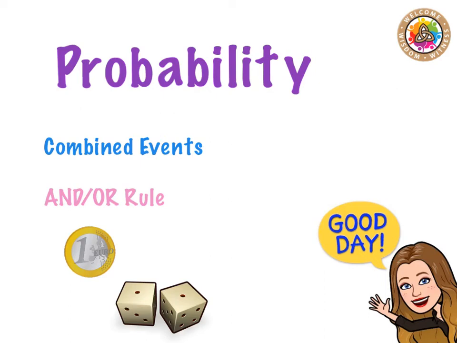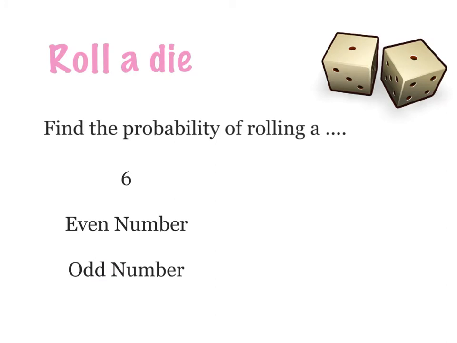We're going to explore combined events and the and rule. So now let's look at the probability of rolling a 6 when you roll a dice. Well, that's very simple because it's the probability of 1 in 6 because only 6 appears once.